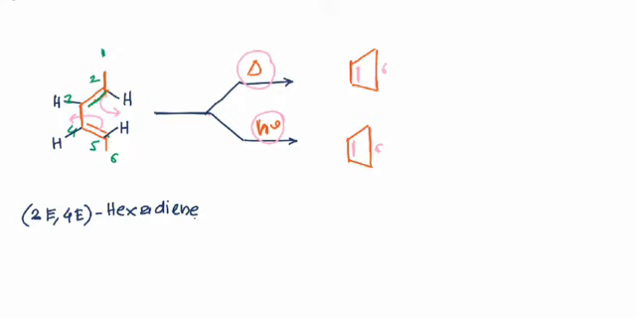Now what about the position of the methyl groups here? In the first case, the methyl groups are in a trans position, and in the second condition, the two methyl groups are in a cis position. Now these reactions are going to be called stereospecific. That means at thermal conditions you will only obtain the trans, and in photochemical conditions we will obtain the cis. That type of reaction is going to be called a stereospecific reaction.